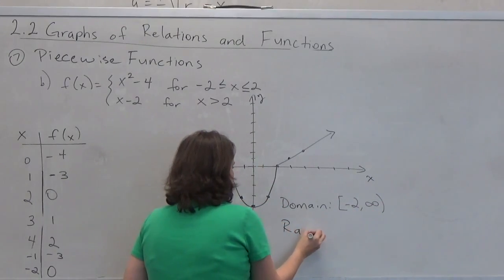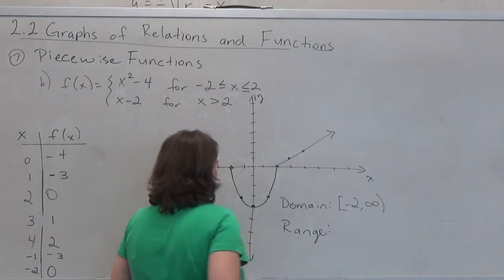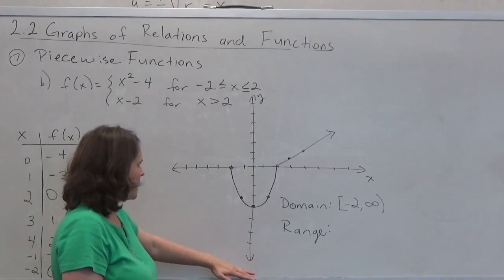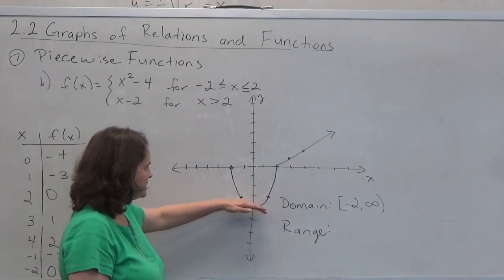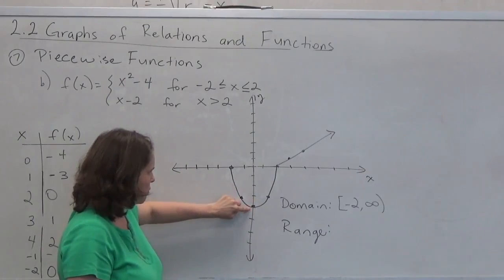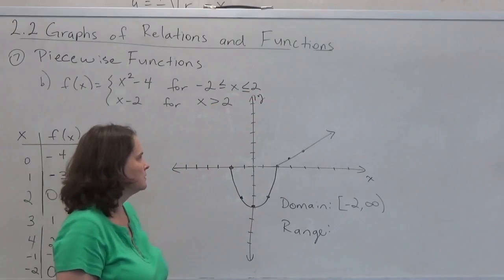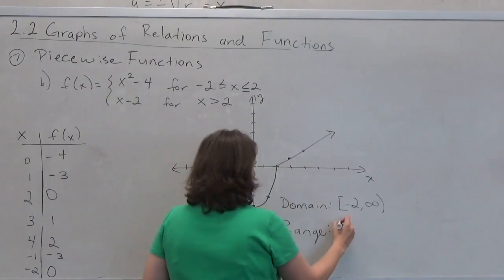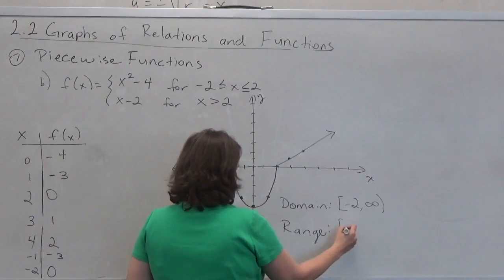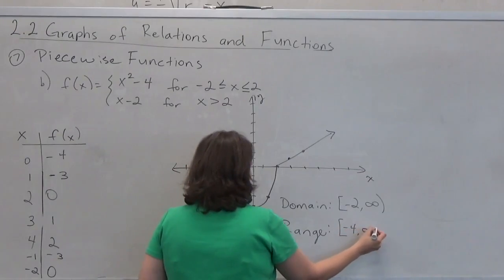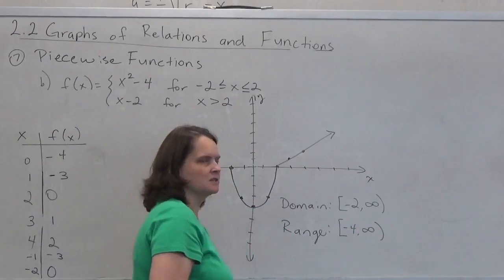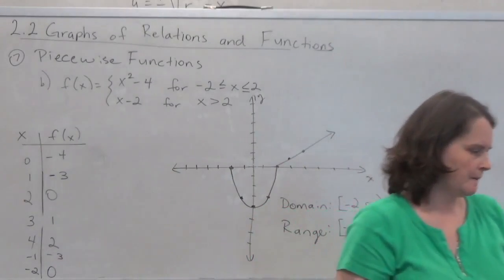And then for your range, we're going to start at the bottom. The graph begins right here when y equals -4, and then it goes up to positive infinity, because the arrow goes up forever. So square bracket, -4, comma, positive infinity. So it's just a little practice for domain and range.